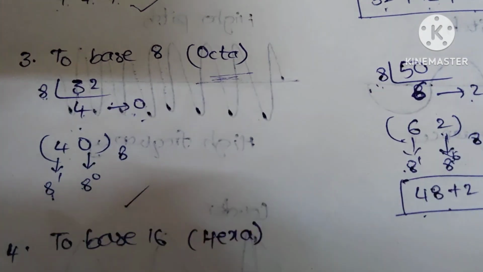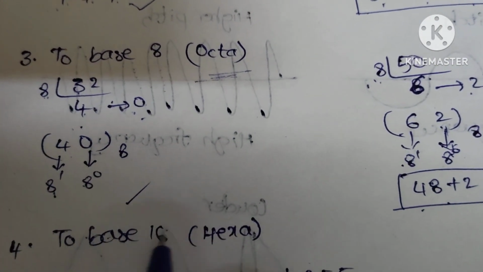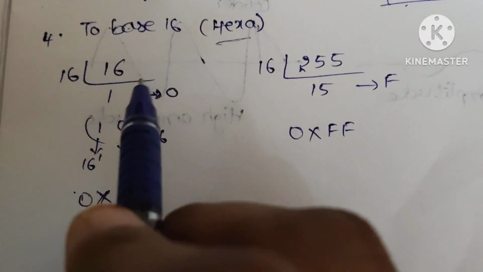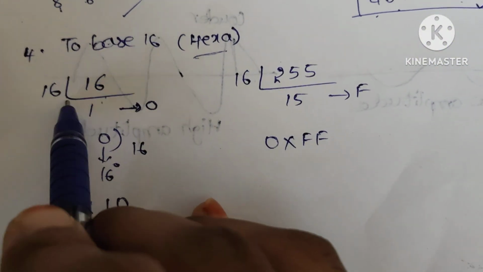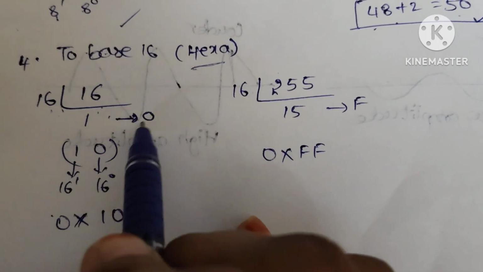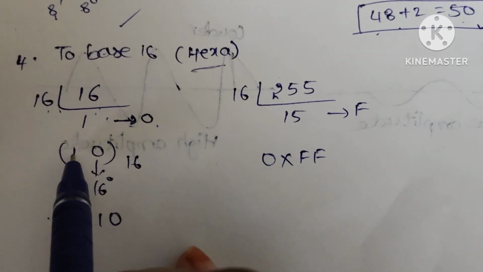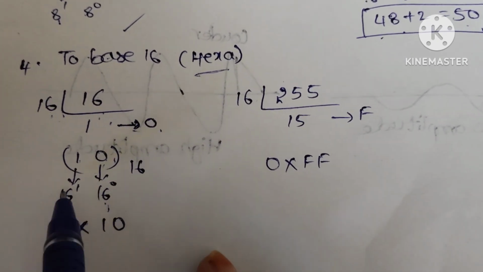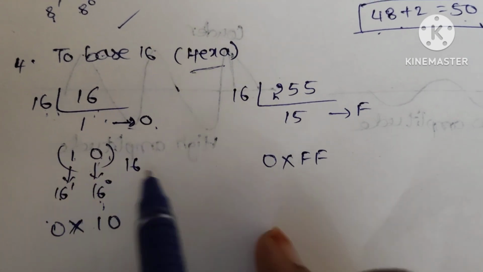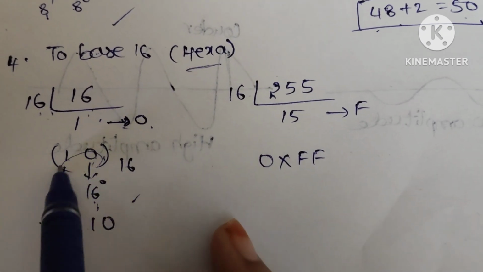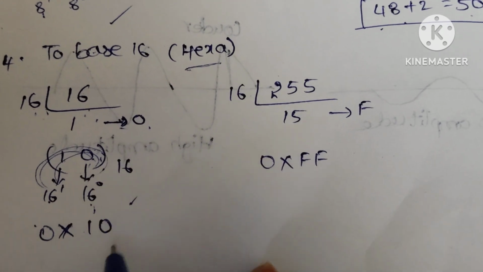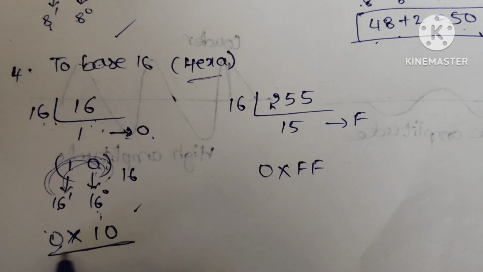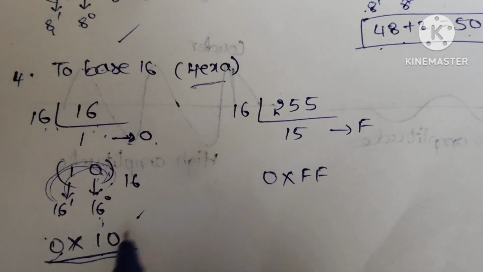And the next conversion is to base 16, which is also called hexa. See the first example. I am taking the number 16 and dividing it by 16. 16 1s are 16 and the remainder is 0. So 1 0, 16 power 0 and 16 power 1, which is equal to 16, correct, but this is not the right way to represent this. The right way to represent a hexadecimal number is with 0x. So 0x10 is the right way.